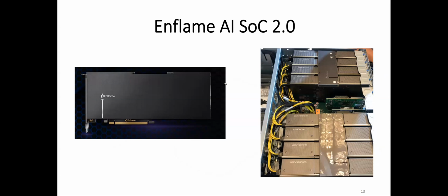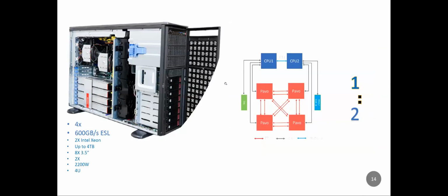This is the second generation, with the 2.0 SoC, and in this right figure we show how we put these 8 cards within the data center. For the communication part, we have the ESL link to provide high board-to-board communication. This ESL link provides a 600 gigabytes per second board-to-board interconnect. We basically build on top of this pod design and scale out the distributed training process to large numbers of servers.